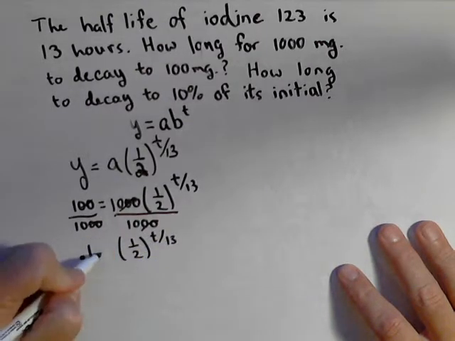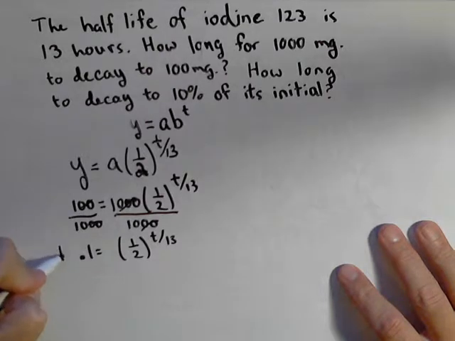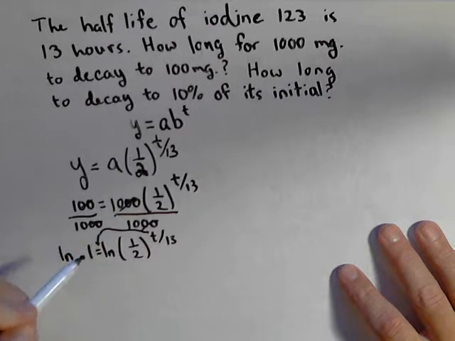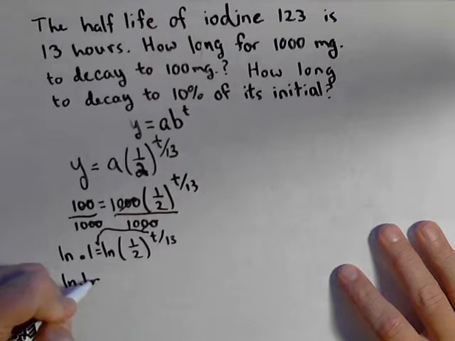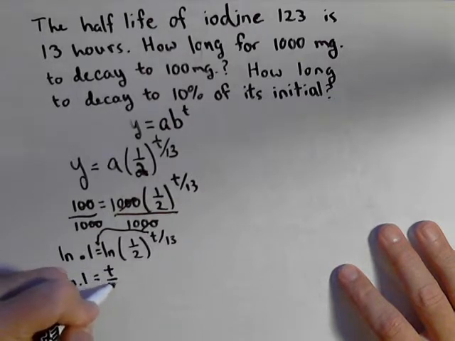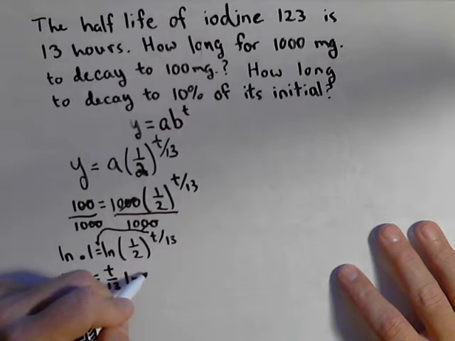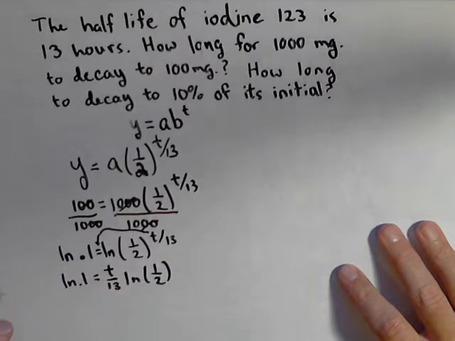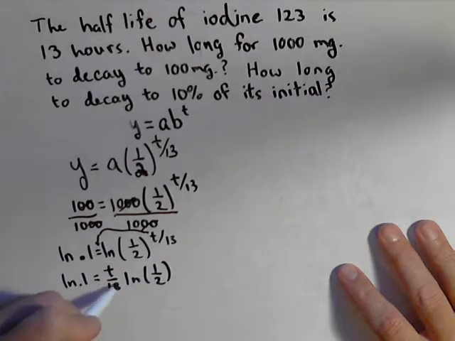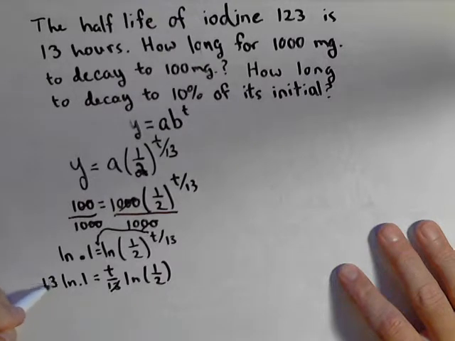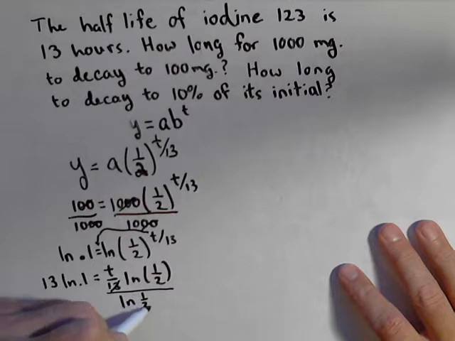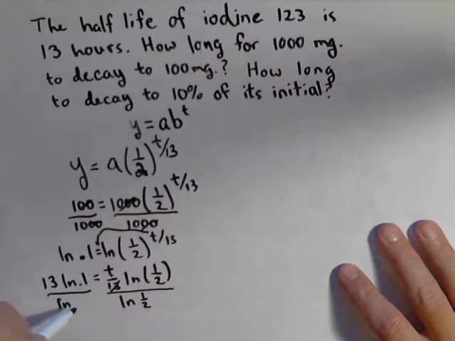Here's where we're going to employ log or natural log. Since I'm kind of short on space, I'm going to use natural log, which allows me to pull the exponent out front. So I have natural log of 0.1 equals t over 13, natural log of 1/2. I'm going to multiply both sides by 13, so that cancels it out over there and puts it over here, and divide both sides by ln of 1/2. So there is how long it's going to take.